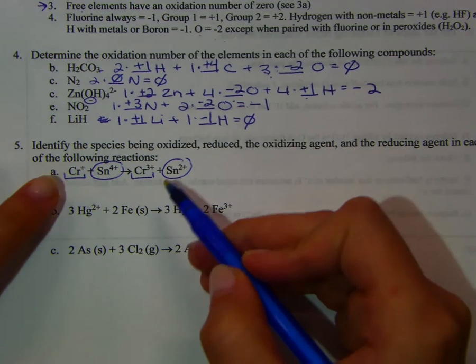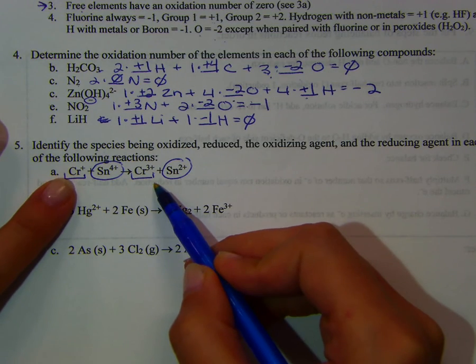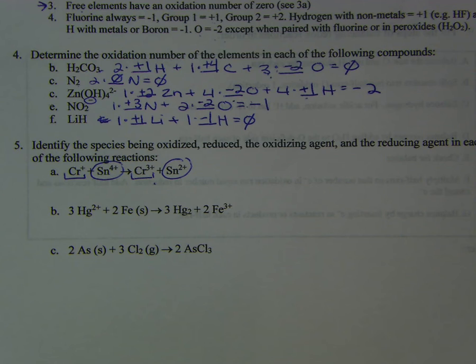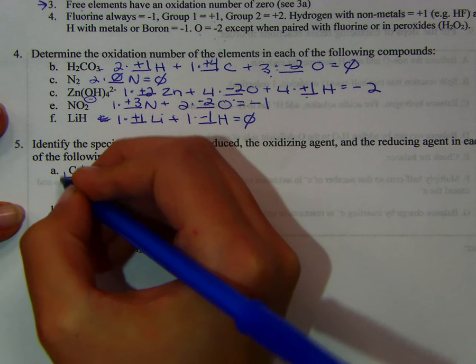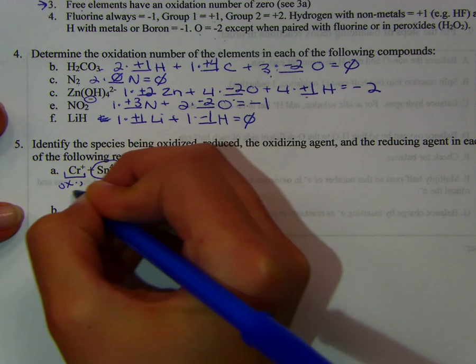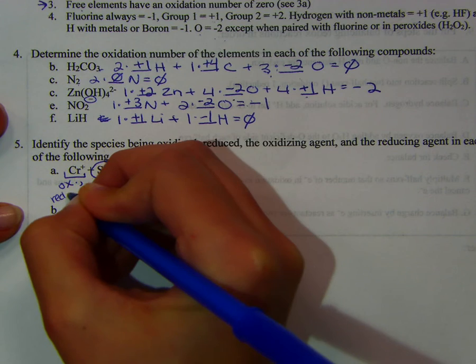I'm going to say chromium, when it goes from +1 to +3, it's becoming a lot more positive. For something to become positive, it must lose electrons. So this is the one that's being oxidized. And so if this is the one being oxidized, you better believe that this is our reducing agent.